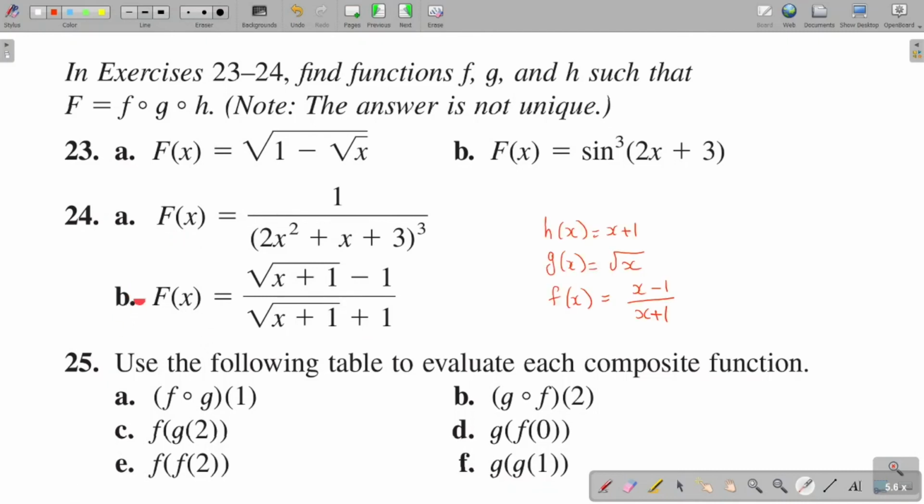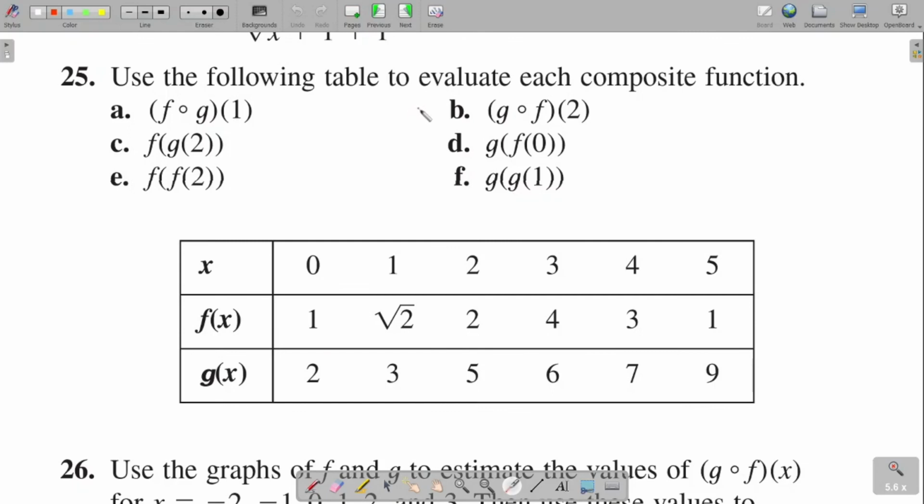So in 24b, first you have to perform this x plus 1. Then you have to take the square root of that. Then you consider that whole quantity as x, and you have to take x minus 1 by x plus 1. So h of x equal to x plus 1, g of x equal to square root of that, that is root x, and f of x is equal to x minus 1 by x plus 1. Then capital F equal to f composite g composite h.